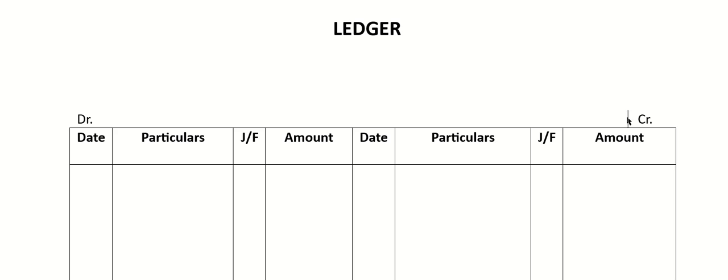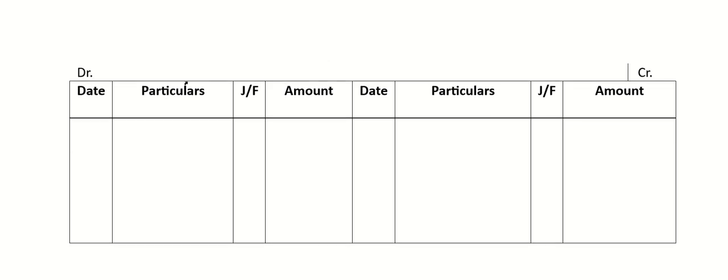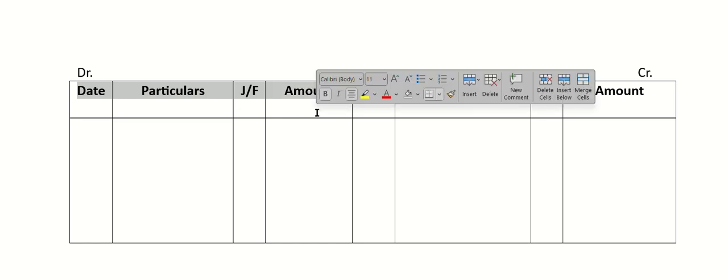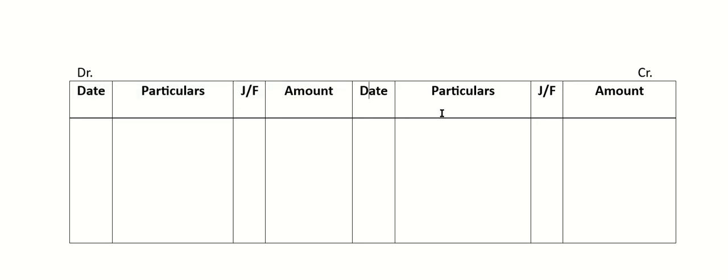And a credit side. Since a ledger account will have a debit side and a credit side, you can see date, particulars, and amount repeating here also. The date, particulars, and amount pertaining to the debit side come here, and those belonging to the credit side come here. So what is debit side and credit side? Don't worry, we have discussed it before, and we will slowly discuss everything here.